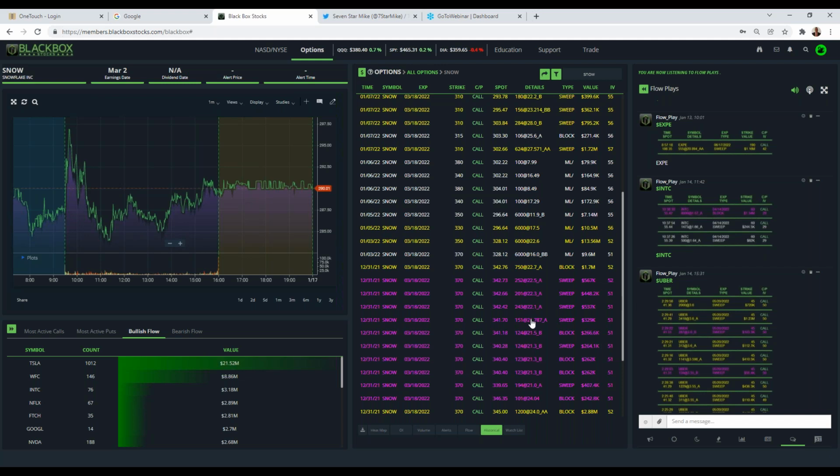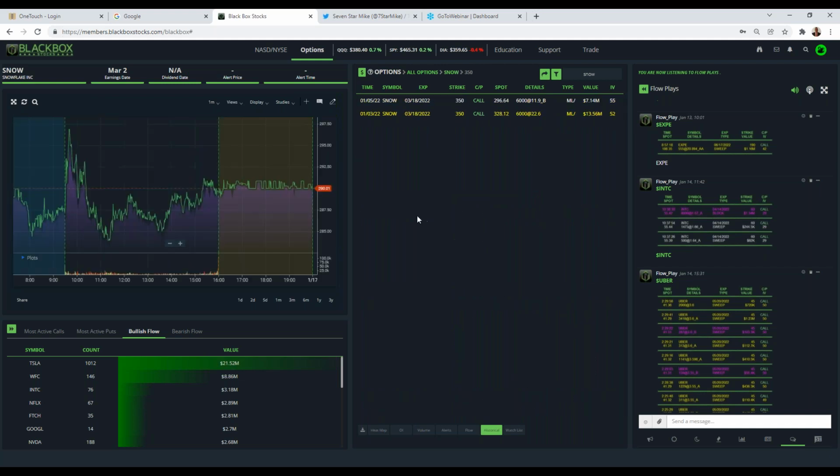They lost money on this. They paid 22 something. Now they're down to 16. And so they lost money. They rolled into the 330 or the 350s. Paid $13.5 million into it. Then date change, come down here to the 3rd. Now we're here on the 5th, and they rolled into the 330s. We see that because here they sold the 350s.